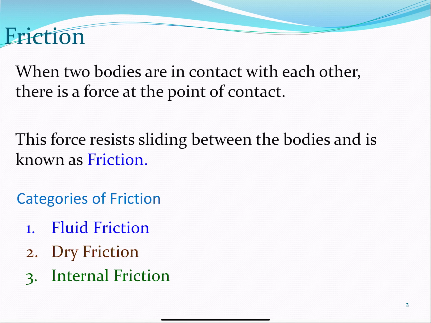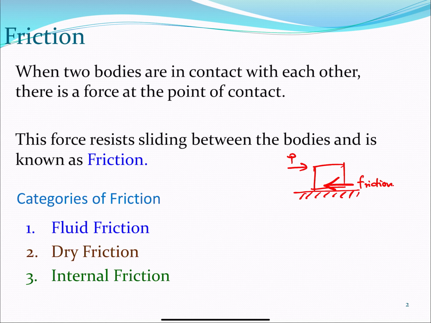So friction appears when you have two bodies that are in contact with each other, right? Now, this is a force that occurs at the point of contact. This force resists sliding between the bodies, and is known as friction. So, the most common case that you may be thinking of is maybe a box over a floor, and you are pushing with a load P, and there is some resistance, and we would call it friction. This is the concept that more or less will come to us.